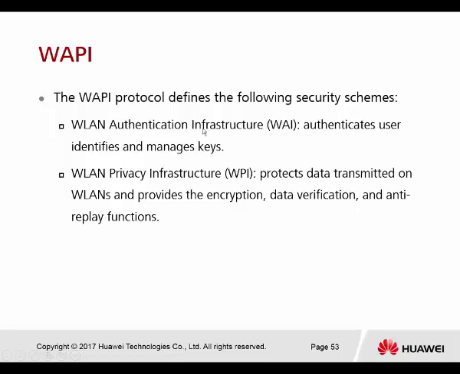So they have the following security scheme. The first one, WAI, the WLAN Authentication Infrastructure, is used to authenticate the user ID and manage the key. WPI, the privacy infrastructure, protects the data transmitted on WLAN and provides encryption, data verification, and anti-replay function.